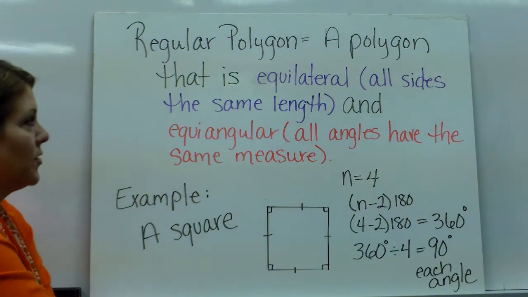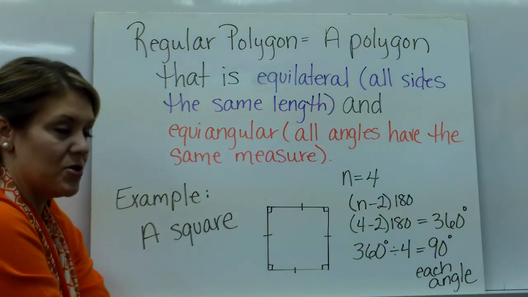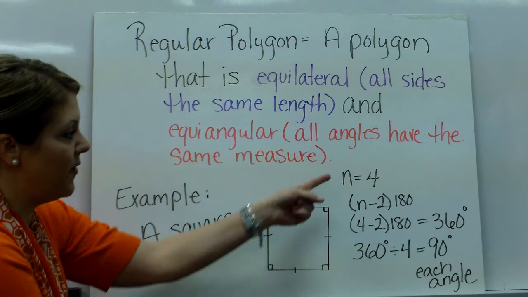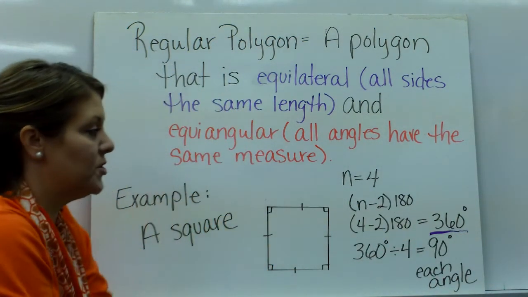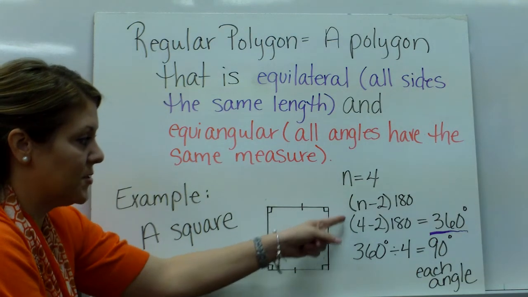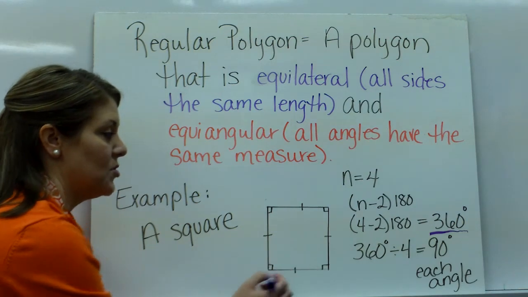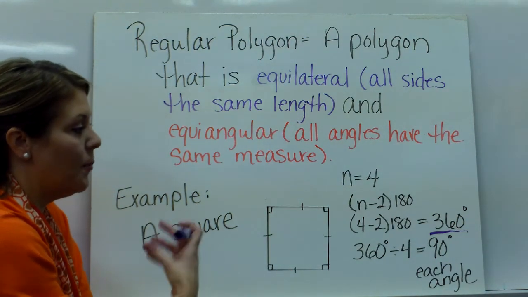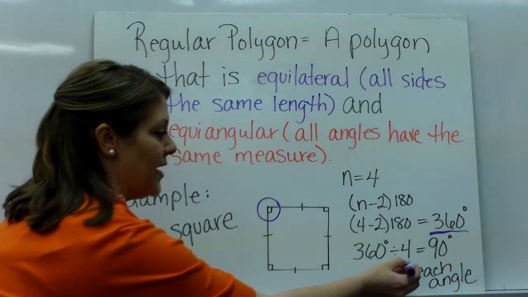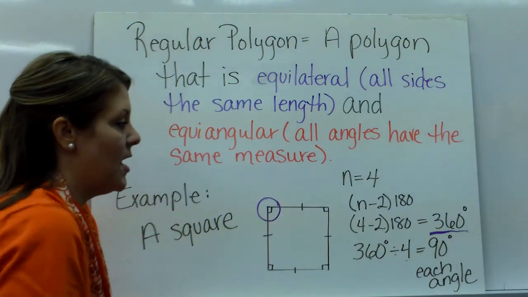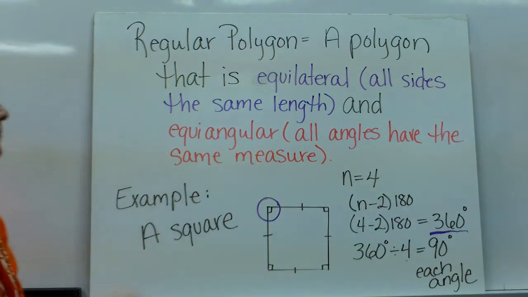Since you know that a regular polygon is equiangular, we can find the measurement of each angle by finding the total degrees in that figure, which we just did in the previous example. We put 4 in for the number of sides, so there's a total of 360 degrees inside this square. To find the measurement of each individual angle, we just divide that by 4 since there are 4 angles, and we find that each of those angles is 90 degrees.